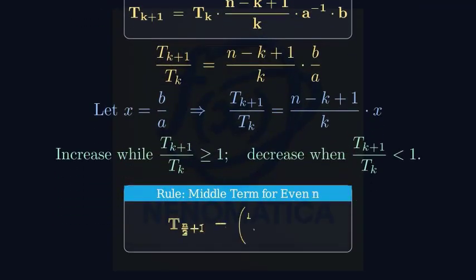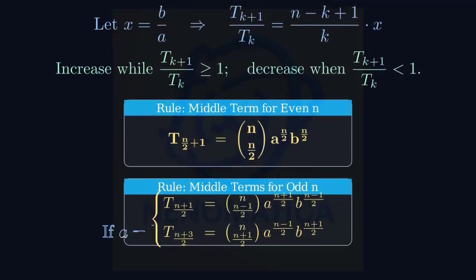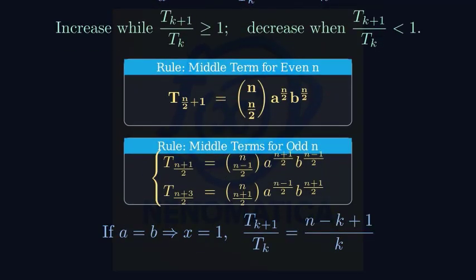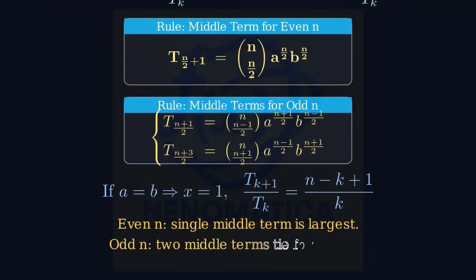Step 2. Middle term rules. When a equals b, the ratio becomes n minus k plus 1 over k. For even n, there is a single middle term, and it is the largest one. For odd n, there are two middle terms, and they tie for largest. This matches what we know about the central binomial coefficients.